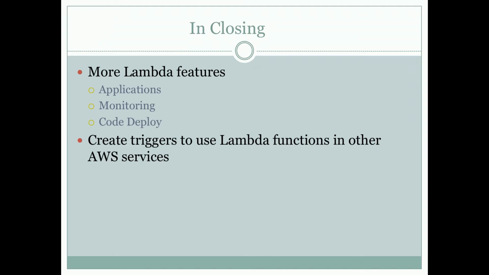And then the CodeDeploy stuff is definitely going to be my next talk because I've mentioned it many times now. Just in a quick closing, you create triggers to use Lambda functions, and these triggers exist in almost every other AWS service. So Alexa, CloudWatch, API Gateway, pretty much everything can trigger Lambda, and those triggers are the events that we've seen earlier. And that's how you kind of wire it all together.